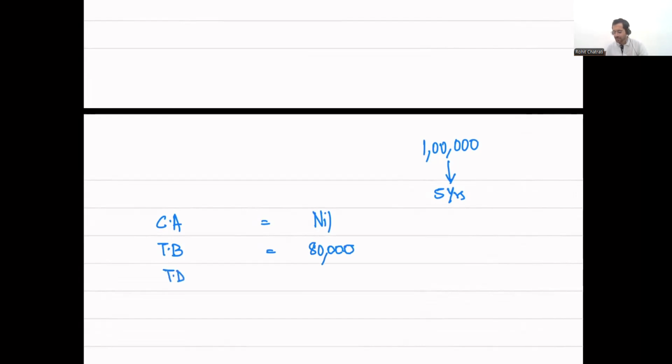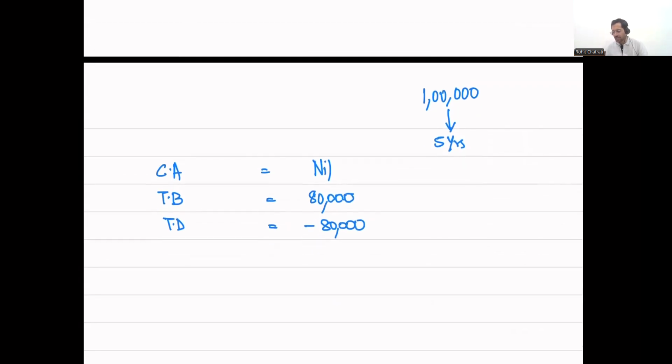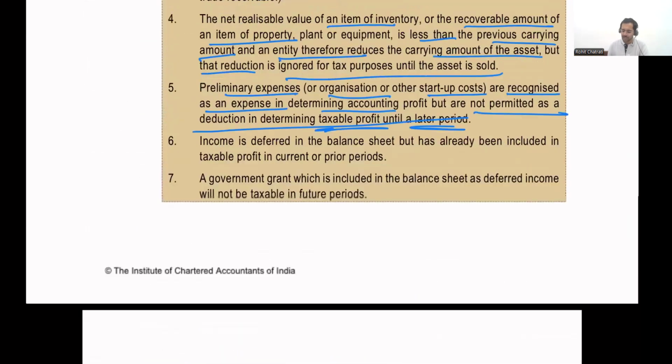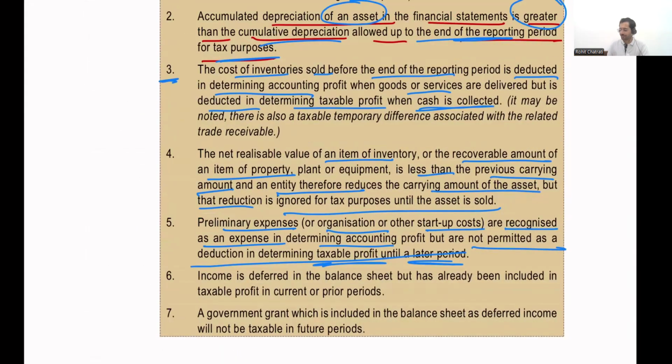Therefore, temporary difference is going to be equal to minus 80,000, which represents the deduction that I'm going to get in future. Therefore, this will be regarded as a deductible temporary difference on which I will recognize a deferred tax asset. It represents the net deduction that I'm going to receive in future, on which I will create a deferred tax asset. So that was with regards to point number 5. Let's look at point number 6.